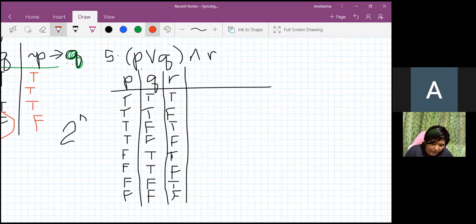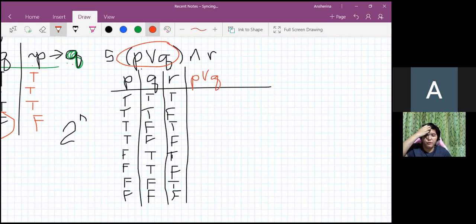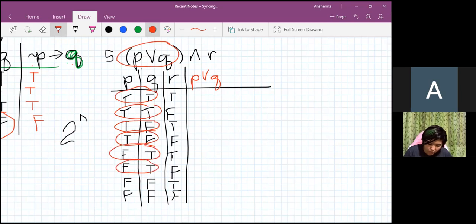Itong P or Q. Hindi ko nababalikan yung slide, but we all remember probably that P or Q means at least may isang true. Okay. Muna ito, at least may isang true. May isang true. Dalawa sa dulo, wala. So, sila yung false. Okay? Now, meron na tayo nitong nasa loob ng parenthesis. Now, we could go to the next part already.